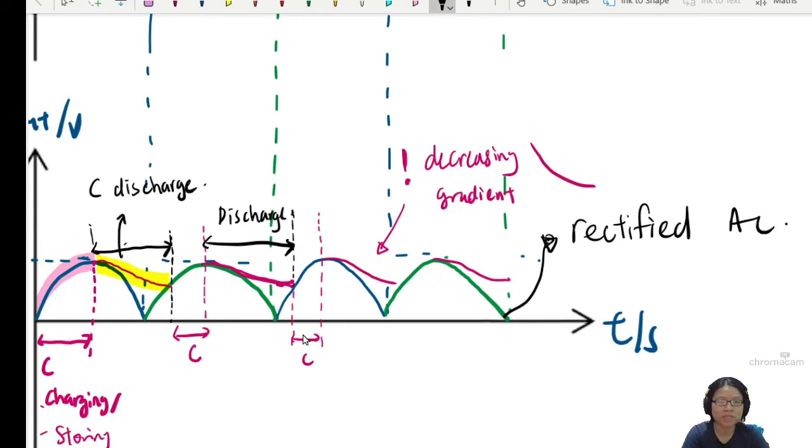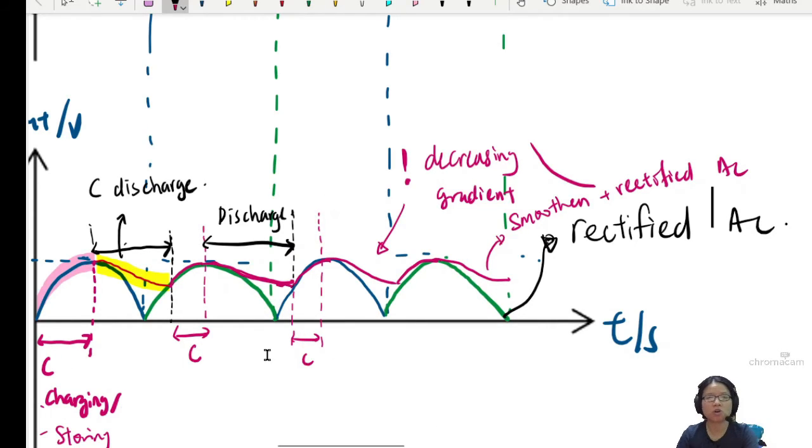Okay, with this charge discharge cycle, where you get this pink color shape, where you charge and discharge and charge and discharge. Okay, this one is the smoothened and rectified AC. Rectified now. Okay, and sometimes they will say something like, oh, size of the ripple.